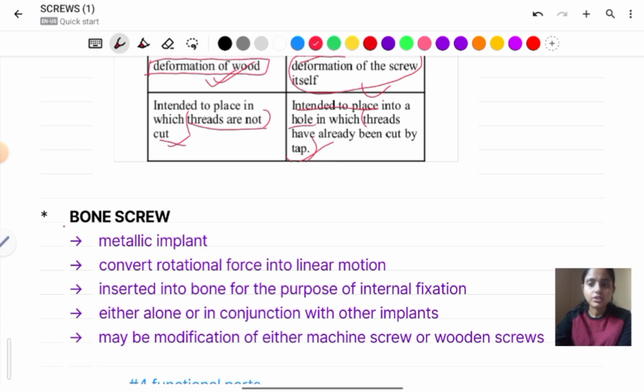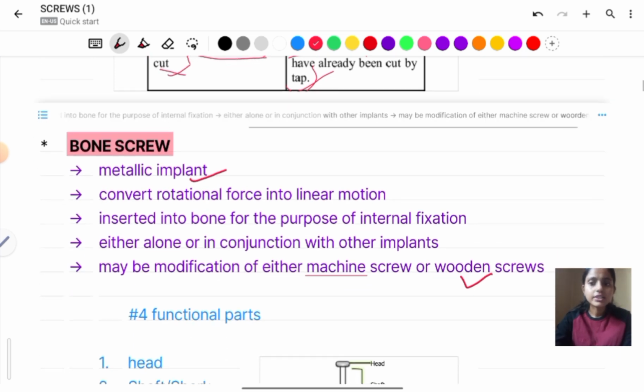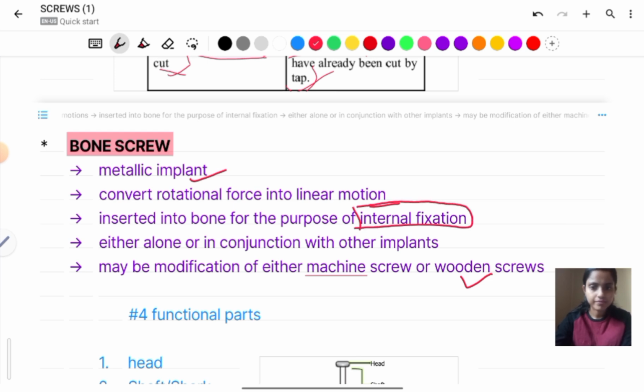Now, the bone screw. The bone screw is a modification of either the machine screw or the wooden screw. The bone screw is a metallic implant which converts rotational force into linear motion, and it is inserted into the bone for the purpose of internal fixation. Bone screws are used either alone or in conjunction with other implants.